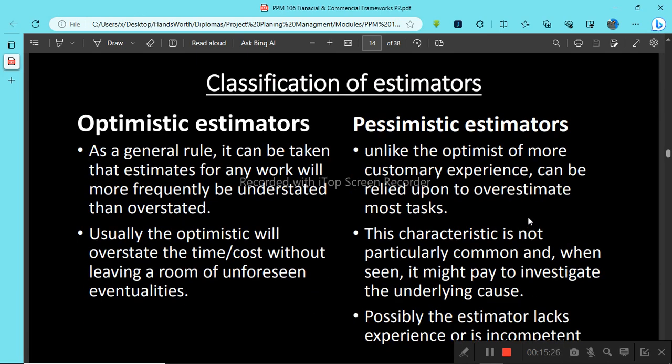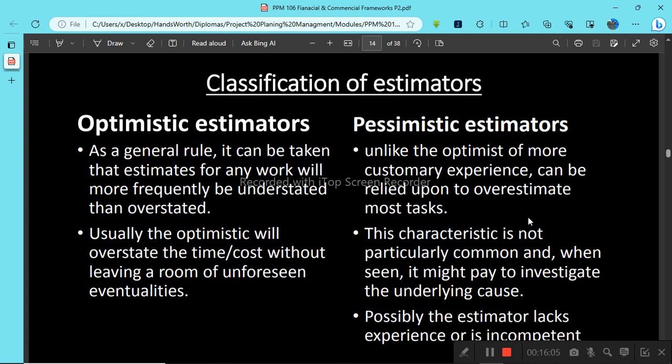All right, so then we have got different classifications of estimators. The first one is optimistic estimators. Keep in mind that this is linked to personal or individual judgment, isn't it? So your judgment can be based on either of these two types of classification of estimation. The first one is known as optimistic estimators. If you are an optimistic estimator, this is what you are more likely to possess.